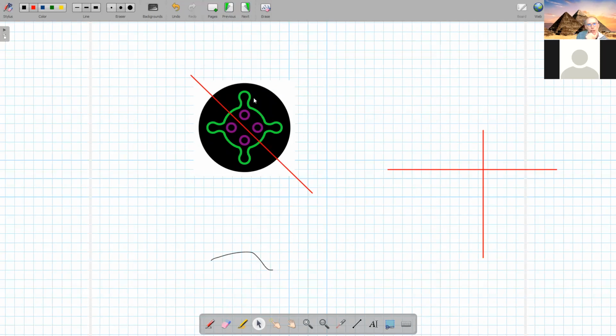If we pick some point over here, so let's do that. Just double check this is a line of symmetry. Let's say that one right there.